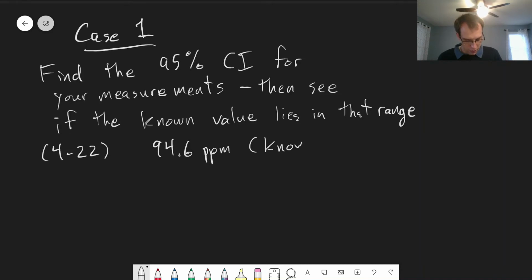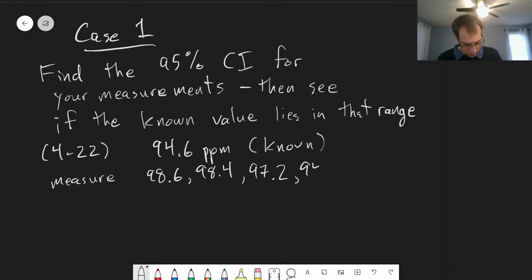And this is our known value. Somebody has certified it to have that exact concentration. And we measure values of 98.6, 98.4, 97.2, 94.6, and 96.2 ppm. And the question is, do they agree within statistical uncertainty?